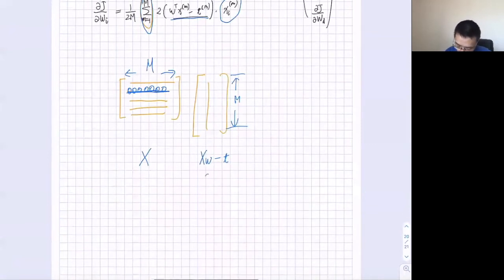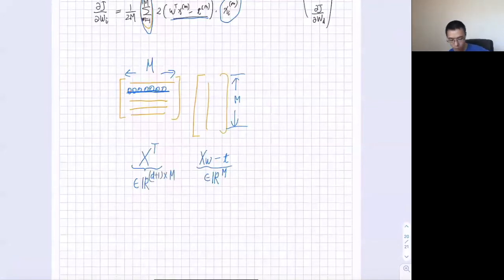So you know this vector is in R to the M. Okay, I have M samples, so I have M predictions, and I have M differences. This matrix X is the design matrix, M rows by D+1 features. But I hope the number of samples becomes the columns. So you have M columns. So I would like to take the transpose of X. Now it goes to D+1 times M. Okay.